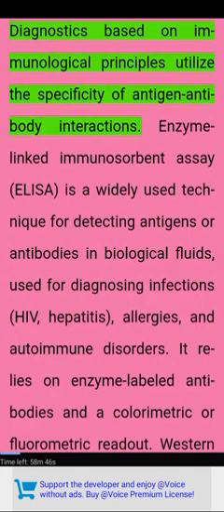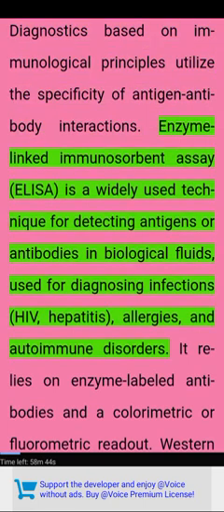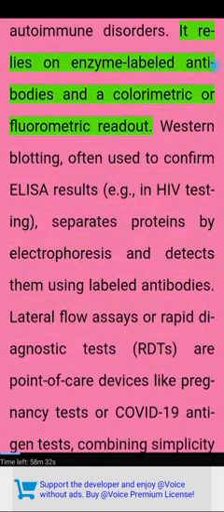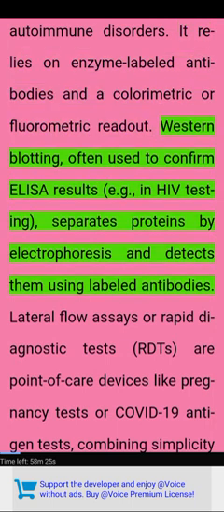Diagnostics based on immunological principles utilize the specificity of antigen-antibody interactions. Enzyme-linked immunosorbent assay (ELISA) is a widely used technique for detecting antigens or antibodies in biological fluids, used for diagnosing infections, HIV, hepatitis, allergies, and autoimmune disorders. It relies on enzyme-labeled antibodies in a colorimetric or fluorometric readout. Western blotting, often used to confirm ELISA results, e.g., in HIV testing, separates proteins by electrophoresis and detects them using labeled antibodies.